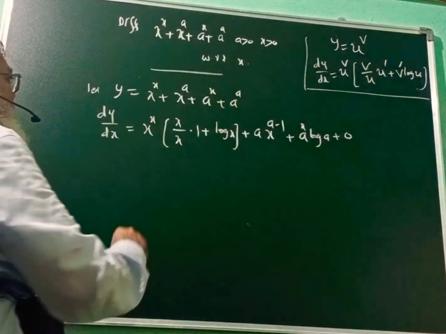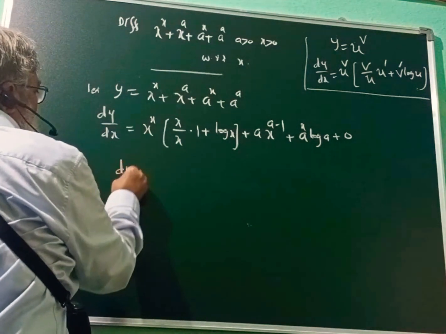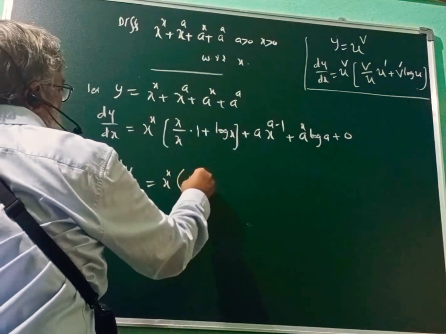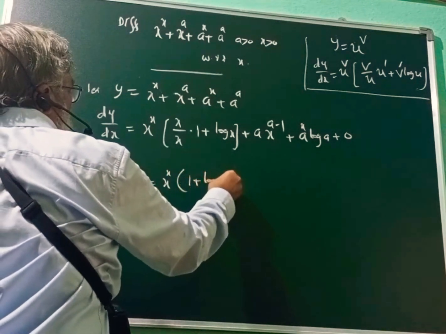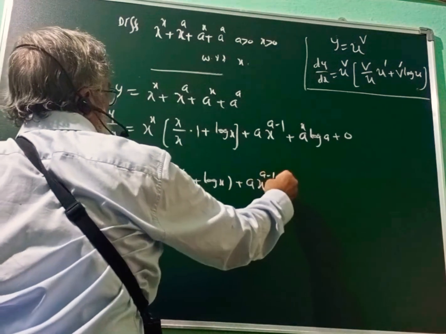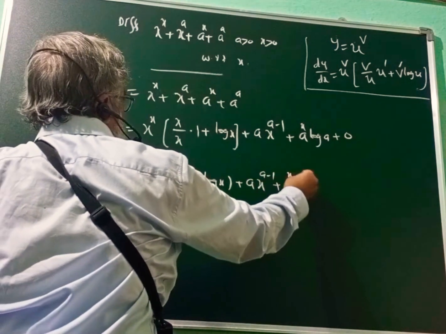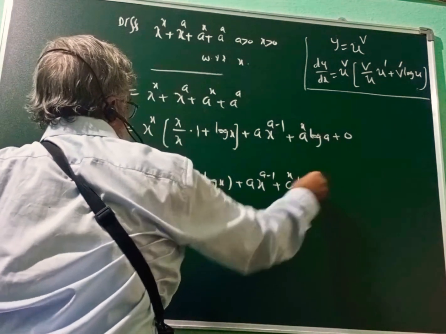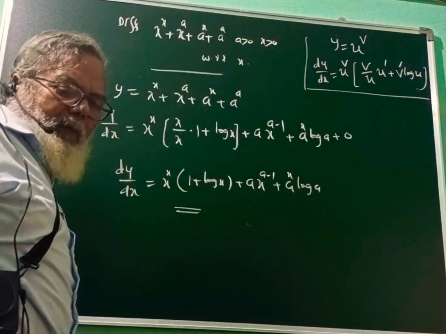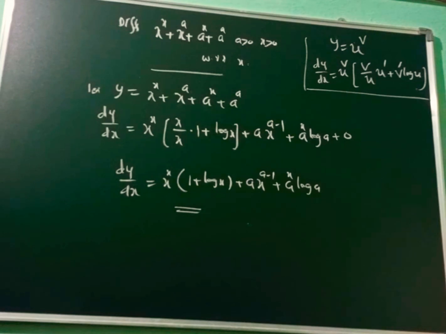Derivative of a constant is 0. We can write this as x raised to x into (1 plus log x) plus a into x raised to (a minus 1) plus a raised to x into log a is the value of dy by dx for this problem. This is an important problem, so it is likely to be asked this year.